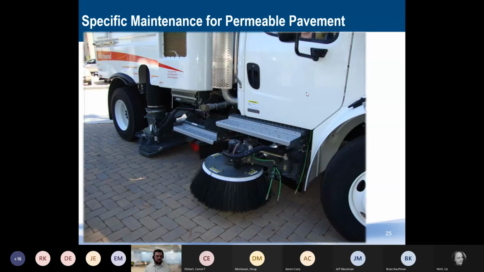The Elgin Whirlwind does work really well to restore these, but there are lots of vacuum powered street sweepers on the market that you can use. Hopefully you have one of these in your fleet that you can be using to help restore and maintain some of the permeable pavement.